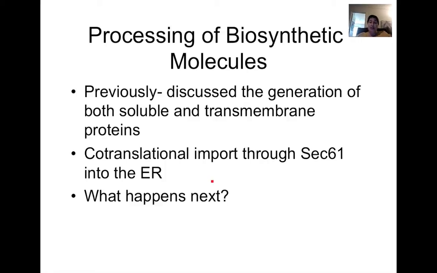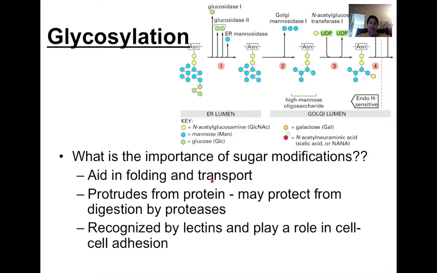And then the next question really is, okay, so we've generated proteins. Some of them are soluble and they're in the lumen of the ER. Some are transmembrane proteins, and what happens next to those molecules? So one of the main features of both the ER and the Golgi is the process of glycosylation.